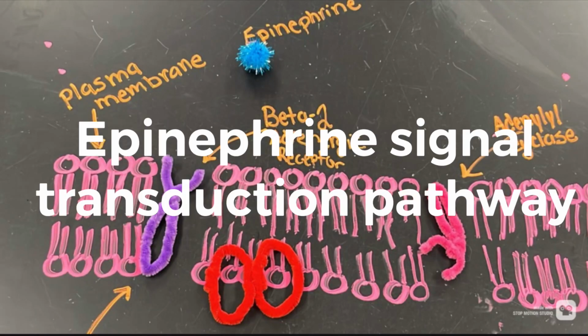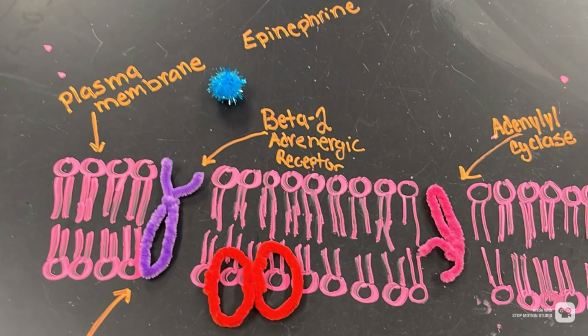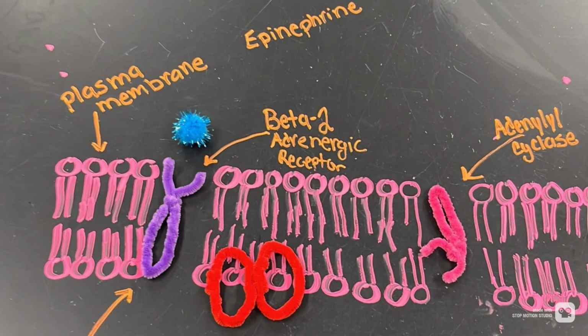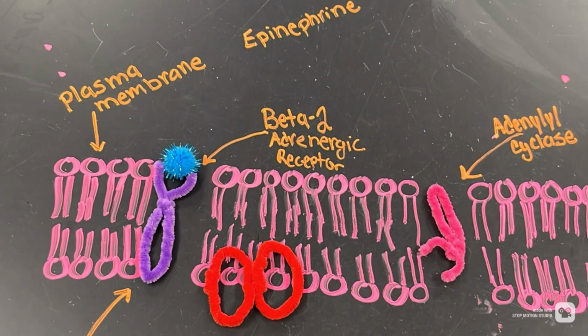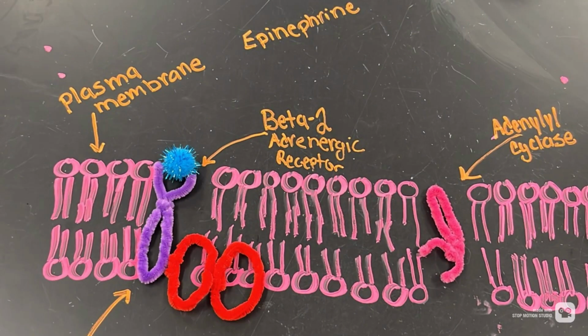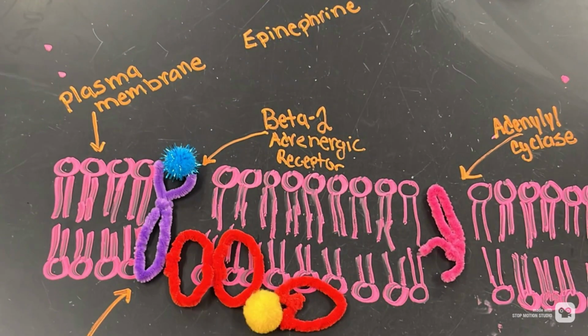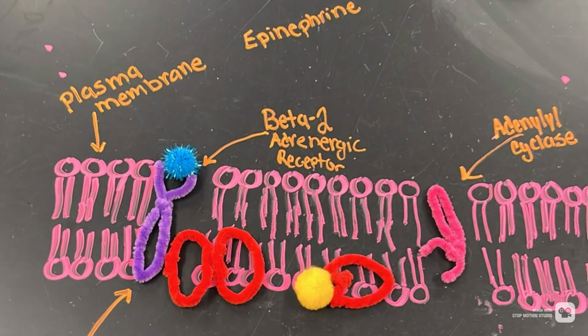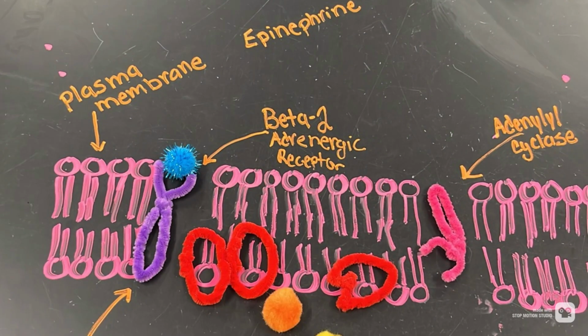This is the epinephrine signal transduction pathway. It starts with the epinephrine ligand that binds to the receptor beta-adrenergic protein, a G protein-coupled receptor, because it cannot cross the hydrophobic plasma membrane since it's hydrophilic. This activates G proteins on the inner side of the cell membrane.